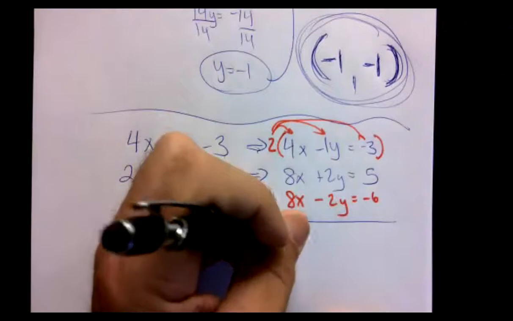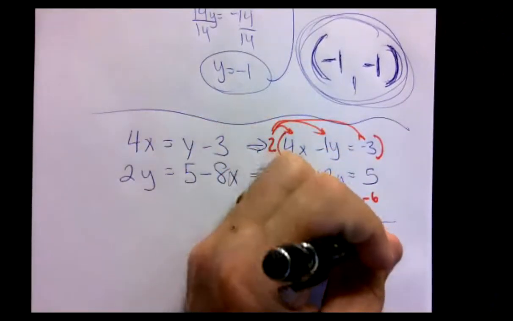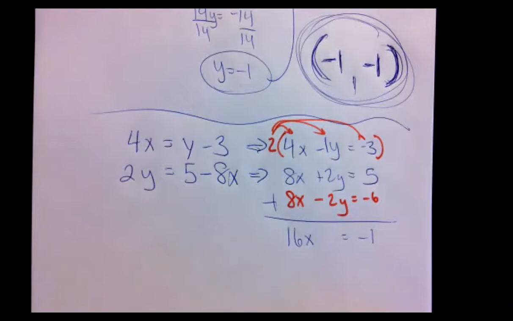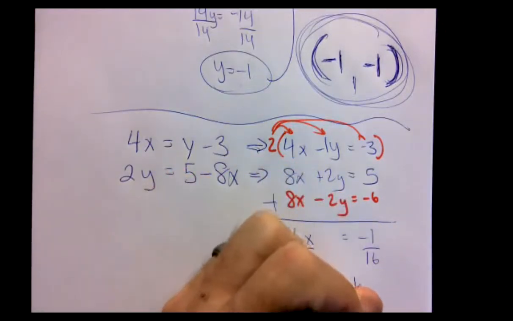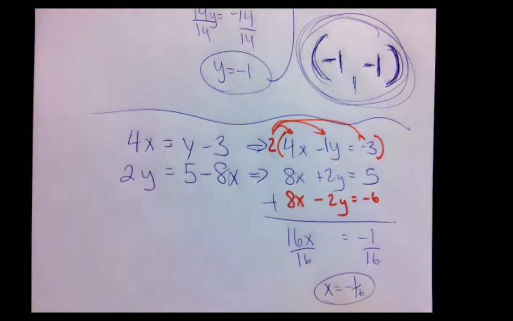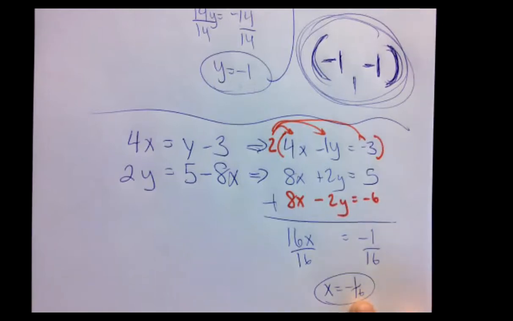Add my 2 equations. I get 16x. My y's cancel. 5 minus 6 is -1. And I get a gross fraction answer. So x is -1/16. Most of the time you will get pretty little whole number answers because math teachers like pretty little whole number answers. They're easy to grade. However, in real world applications, that rarely happens. So if you get a fraction answer, don't freak out. It is entirely possible to have a fraction solution. We're just going to keep going.